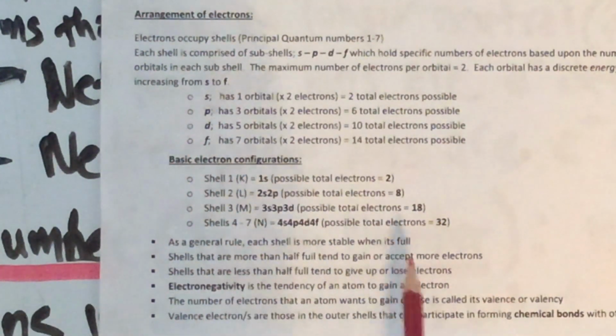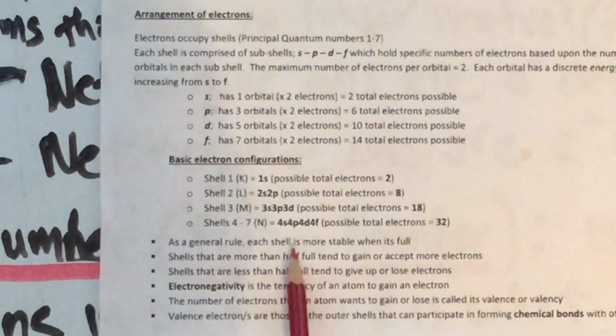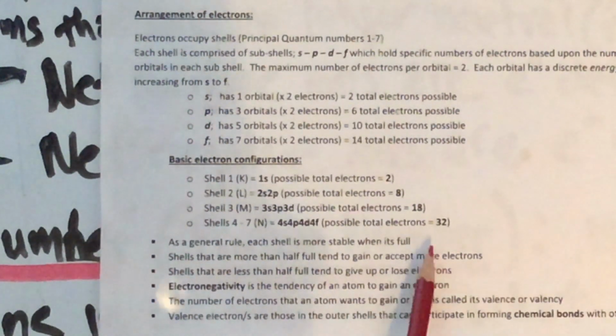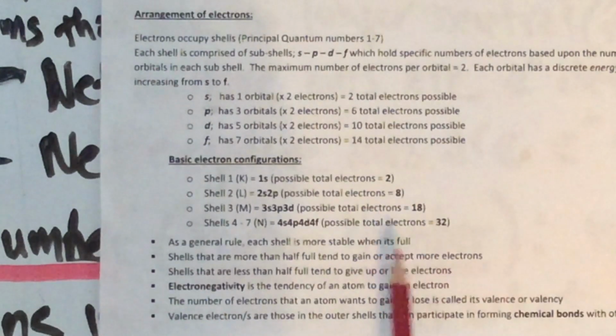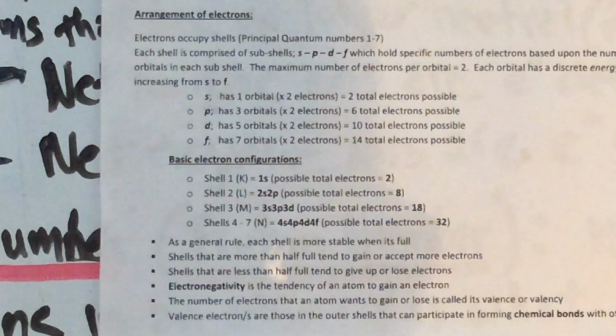And just as a general rule, as we said before, each shell is more stable when it's full. So they're all trying to achieve that stability of having a full outer shell, or those valence electrons being completely full, meaning they would be like the noble gases on the far right-hand side, completely full, inert, not capable of bonding with anything. All right.